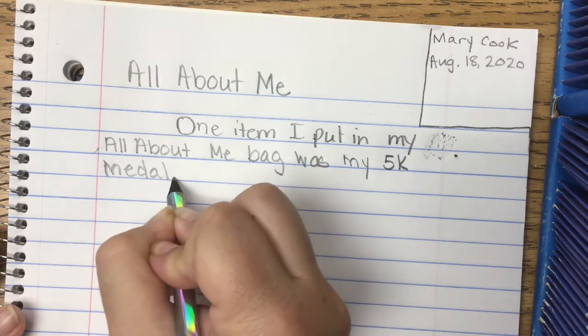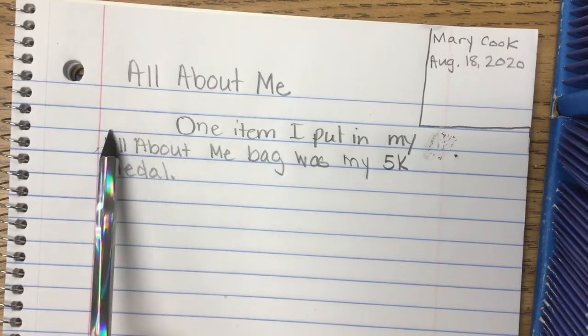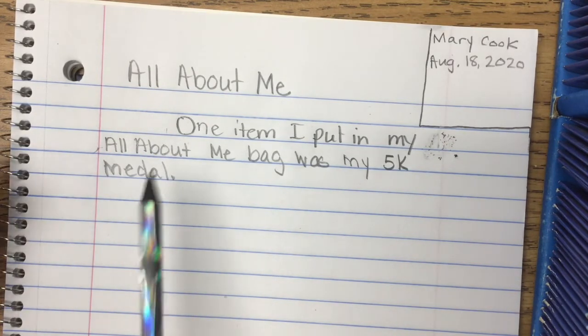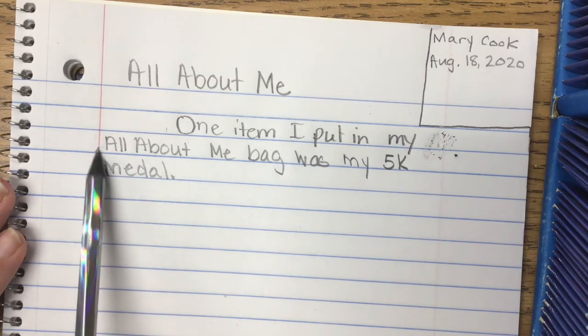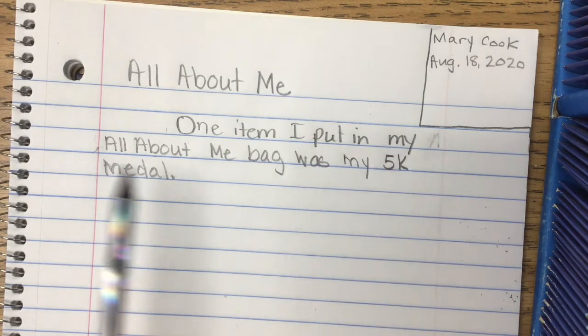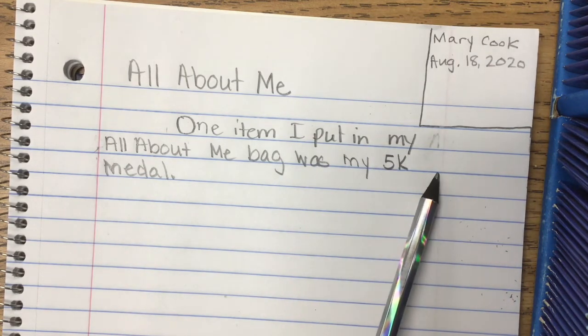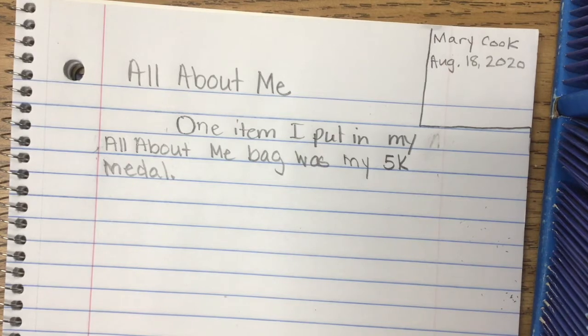Oops, that should be lowercase. There we go. Now, I want you to notice that even though I indent the very first line, on the next 2 lines, I come all the way over to this pink line. We only indent 1 time per paragraph. So we write from one pink line to the next pink line, margin to margin.